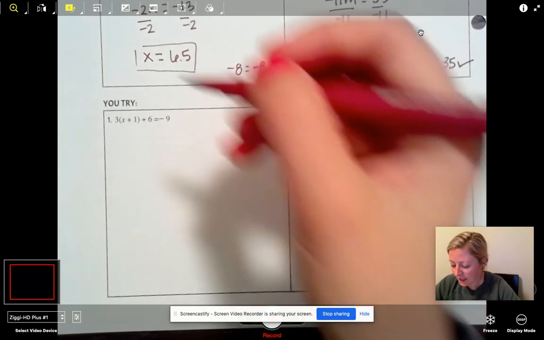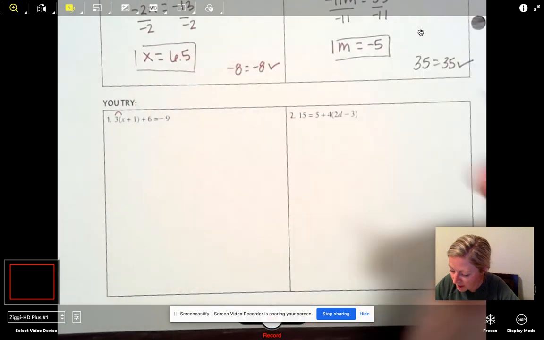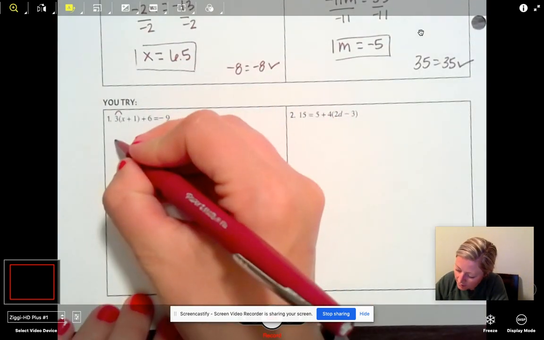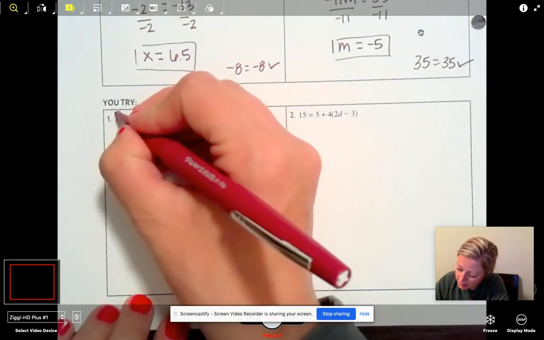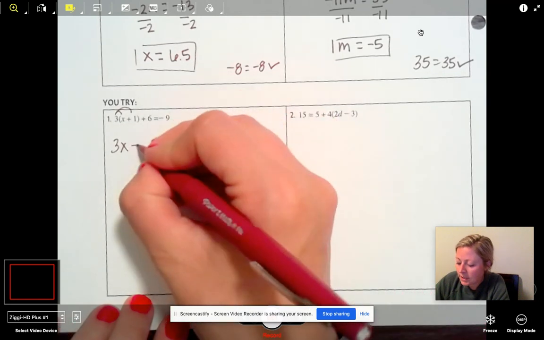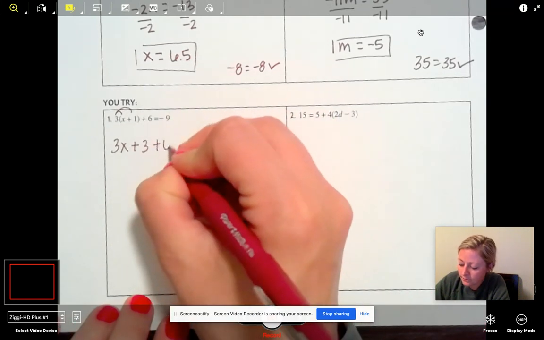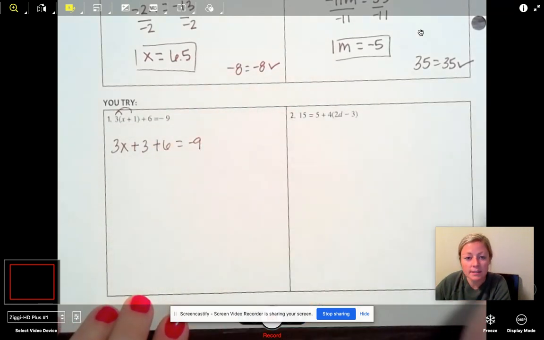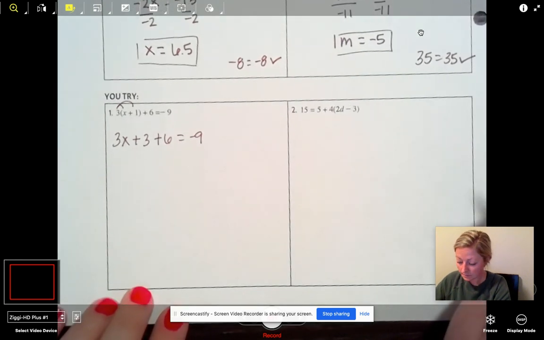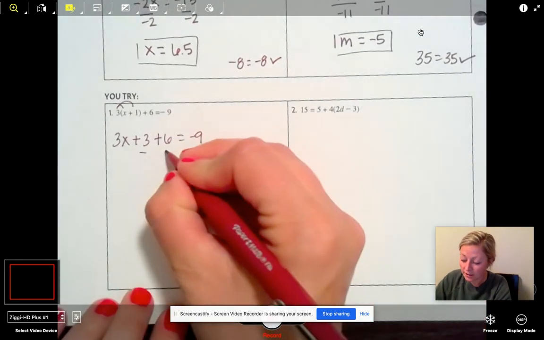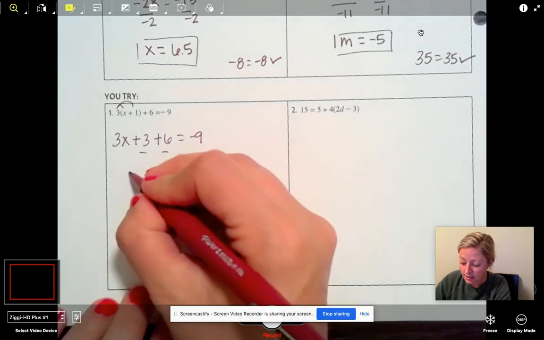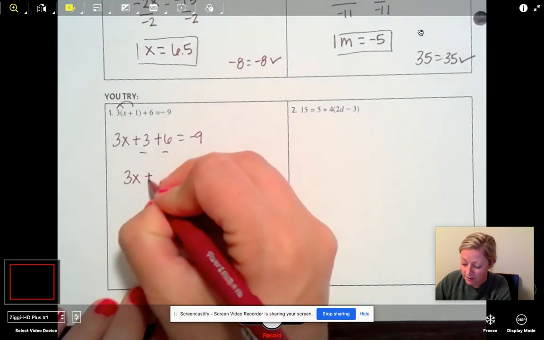Same old song and dance, folks. We gotta distribute in that 3. So 3 times x is 3x. 3 times 1 is just 3. Copy everything else exactly how you see it. Combine your like terms. I have a 3 and a 6. Let's add those together to get 9.